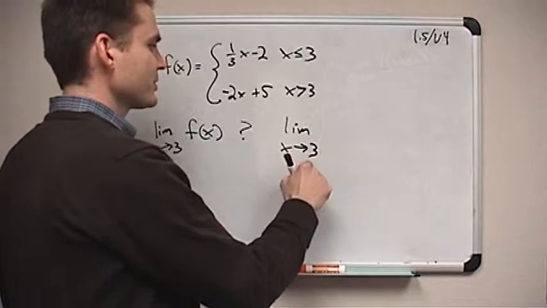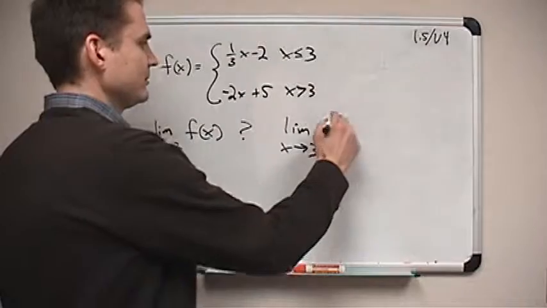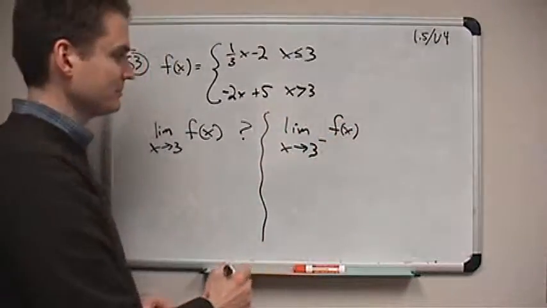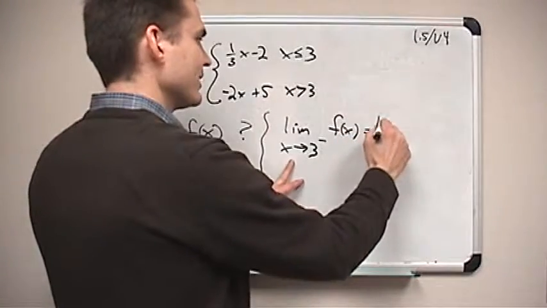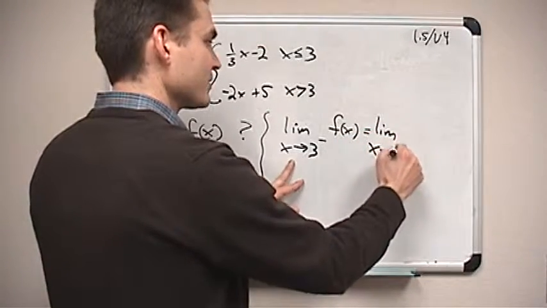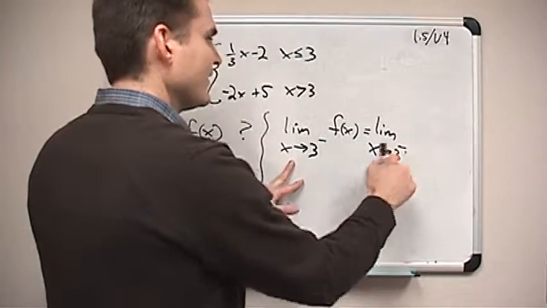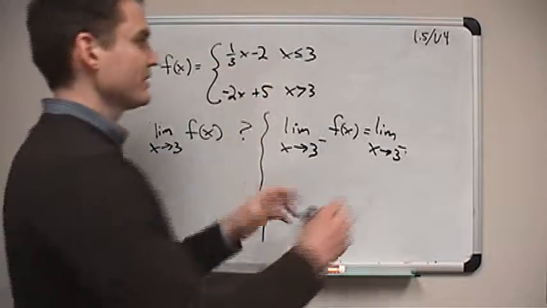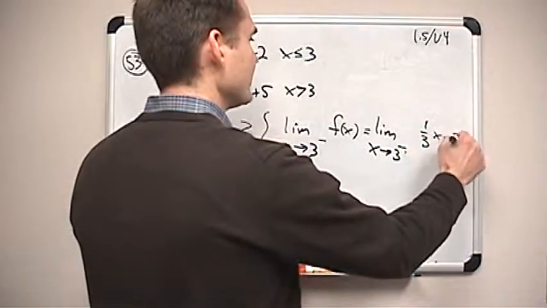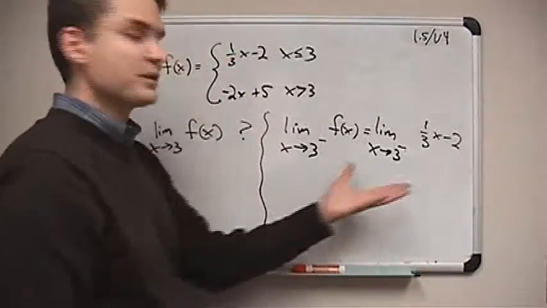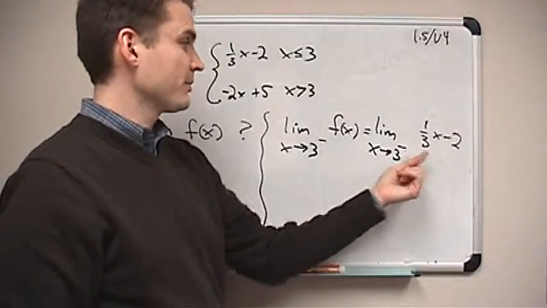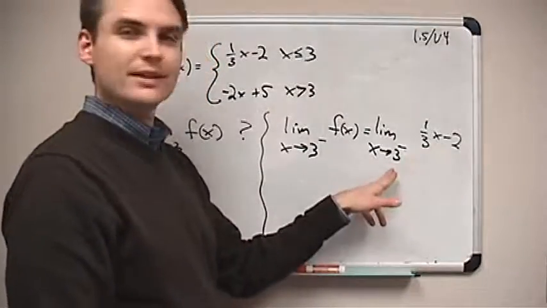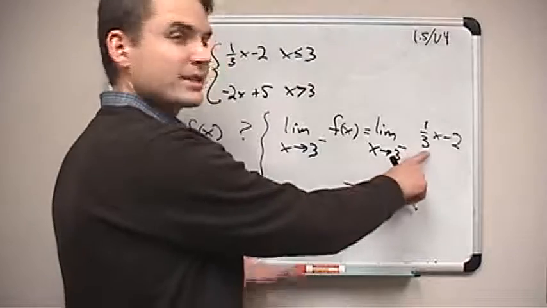What happens when x approaches 3 from the left? To answer this question, we're going to look at the left and right limits separately. The reason I look at the left and right separately is that I can use the replacement theorem. Now on the left side of 3, those are values of x which are less than 3. This is my function, 1/3 x minus 2. And there's no secret here. You can just put 3 in for x and get the y value out, because this one formula is valid to the left of 3. So I can use direct substitution here.